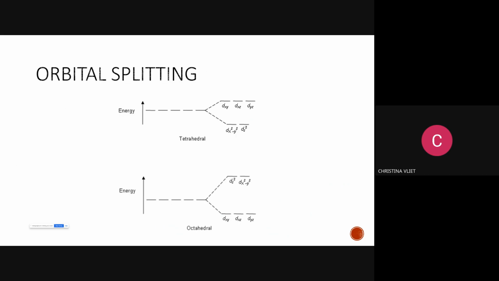So, orbital splitting. They're asking you to know that if you have an octahedral complex, there would be 2 high energy d orbitals and 3 low energy d orbitals. They do not need you to label them. They just need to know that 2 are high and 3 are low. But if you have a tetrahedral complex, it's reverse, and they want you to know that. If you have a tetrahedral complex, then you'll have 3 high energy orbitals and 2 low energy orbitals.